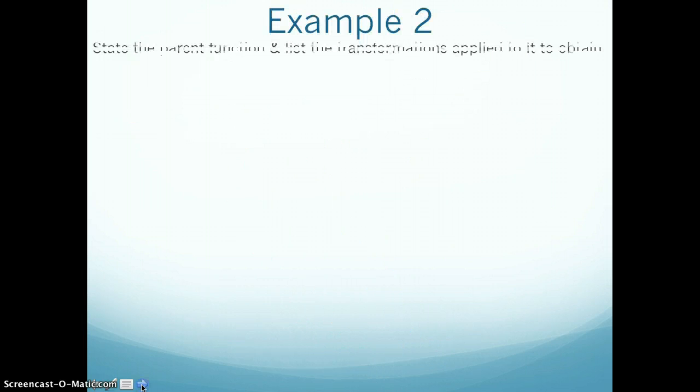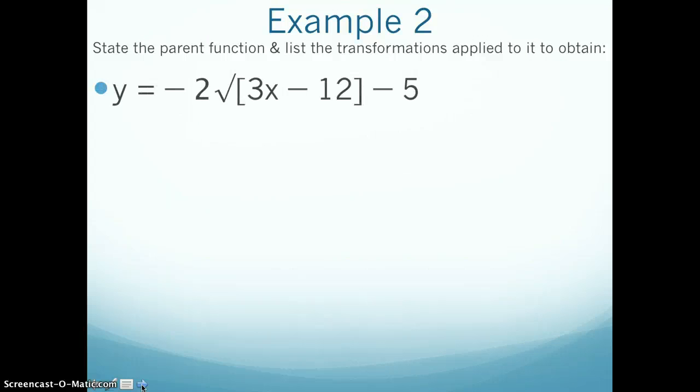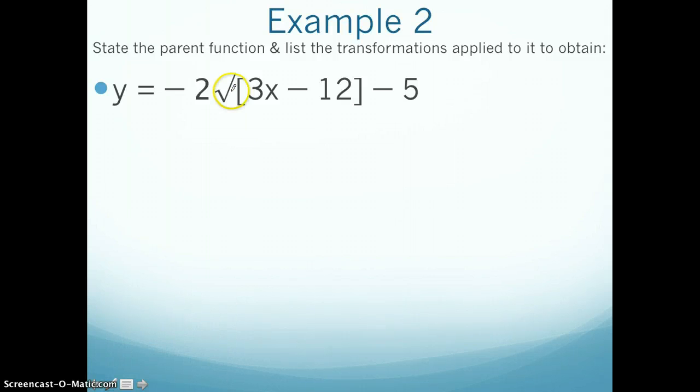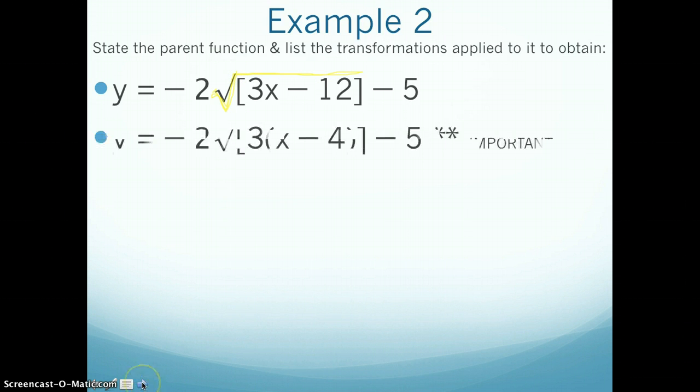Okay, second example on that same paper. Again, it says state the parent function and list the transformations applied to it to obtain this new thing, which looks really, really, really crazy. But at the heart of it, hopefully you can see, the really important part of this is this right here, this magical square root.